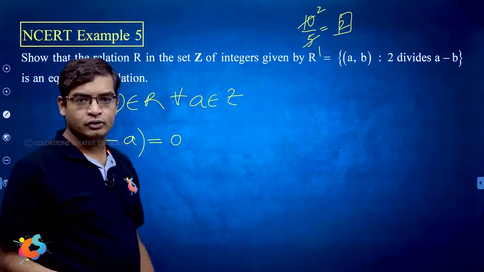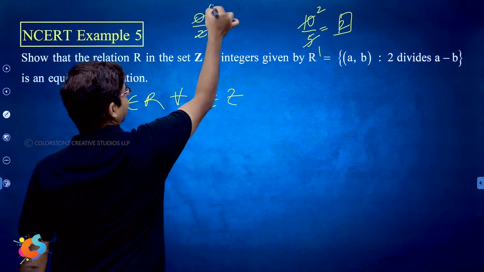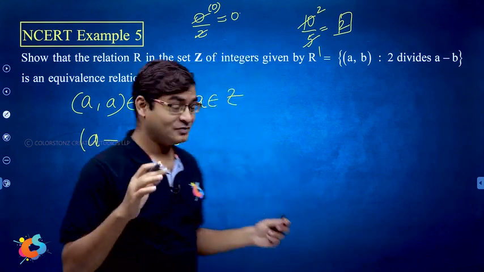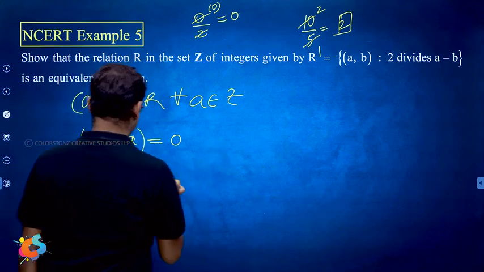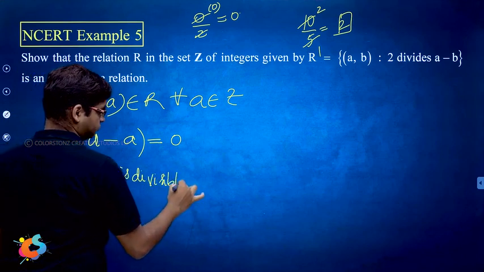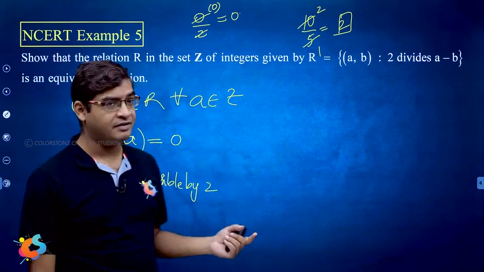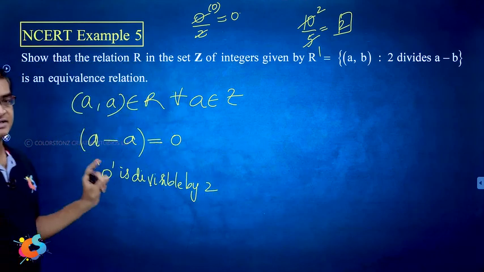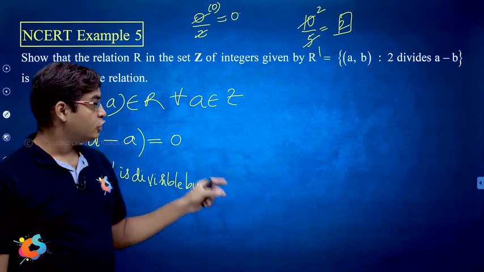So here, is 0 divisible by 2? 2 into 0 is 0 only, so if you are multiplying 2 with 0. Anyway, you all know this. So let us go ahead. a minus a is equal to 0, and 0 is divisible by 2. If it is divisible by 2, then this ordered pair can be in our relation. That is the only condition we have: first coordinate minus second coordinate should be divisible by 2, which is happening. So this is a reflexive relation because (a, a) belongs to R for every element belonging to set Z. That's it. So reflexive is completed.